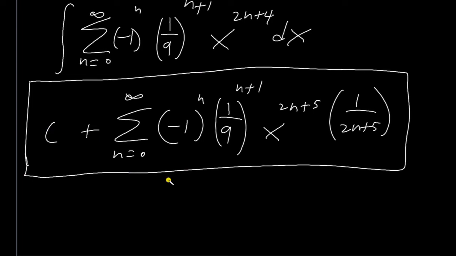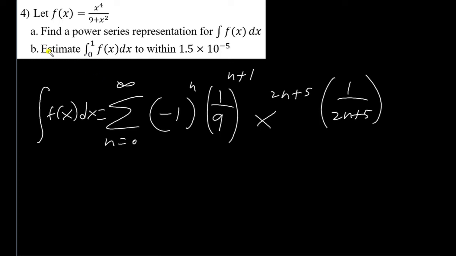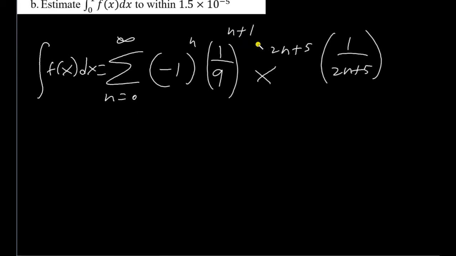Okay, so now let's look at the second part, part B. So now in part B, we need to estimate the integral from 0 to 1 of f of x dx to within 1.5 times 10 to the negative fifth. And to do this, we're going to use this power series that we generated in part A. The first thing that we're going to do is basically list out a bunch of terms in this power series. So we'll start by plugging n equals 0, and n equals 1, and n equals 2, and so on. We'll just do a couple terms, and we'll see what happens.